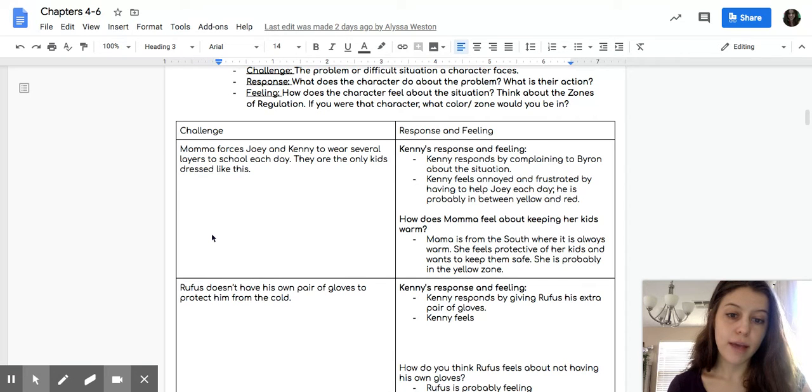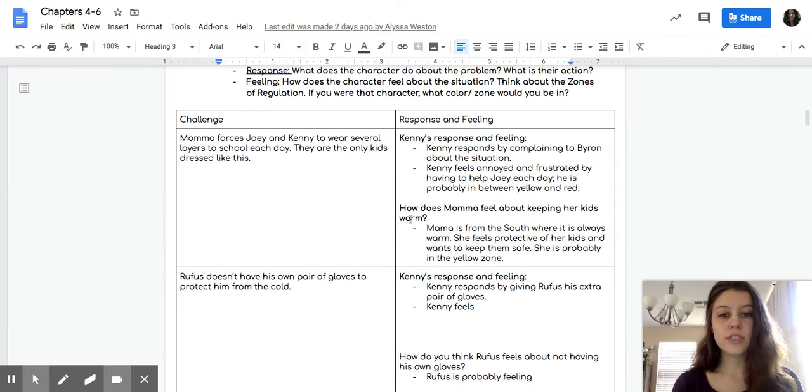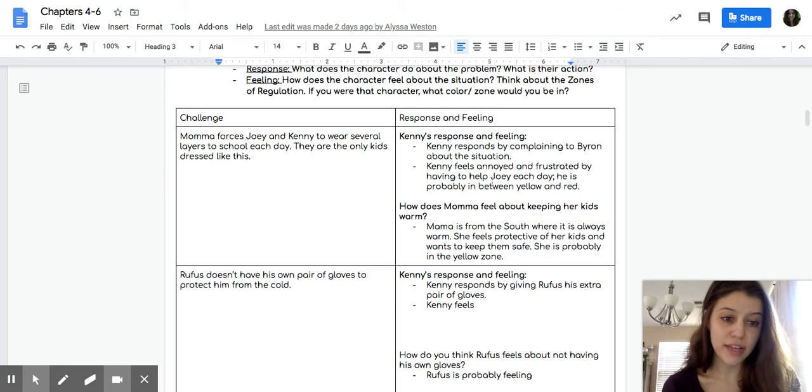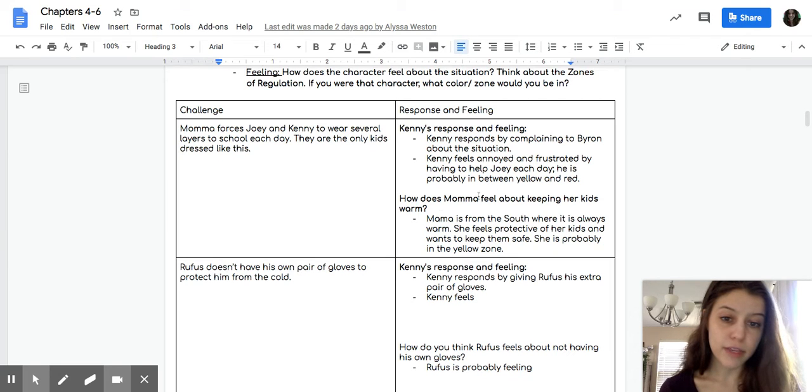So you have to think about Kenny's response and feeling in the second part of this chart here. Kenny responds by complaining to Byron about the situation. And also, Kenny feels annoyed and frustrated because he has to help Joey every single day. So he would probably be between the yellow zone and the red zone. So not only did we think about Kenny's response and his feelings there, but we can try to understand where he's coming from in his perspective by relating to his feelings. And that's part of empathy too.